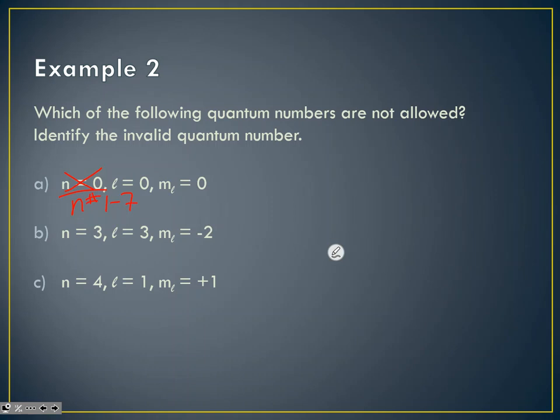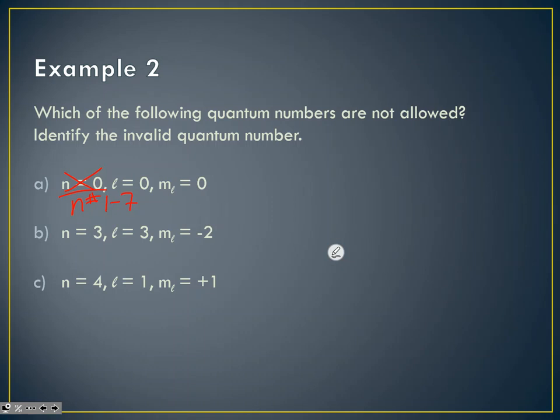L can be 0. What does the L0 tell you? Tells you it's an S. And what does M sub L tell you? It's the one orbital in the S. Very good, right? So those ones are okay. How about B? Do we have any invalid quantum numbers here?